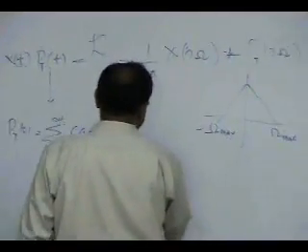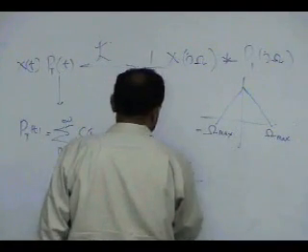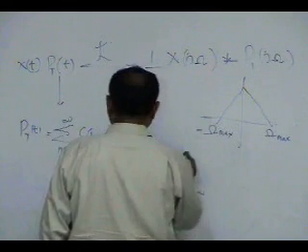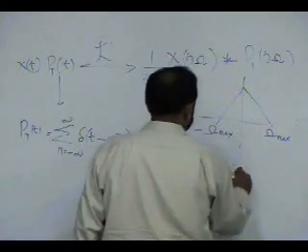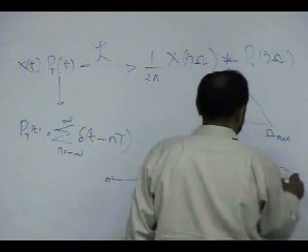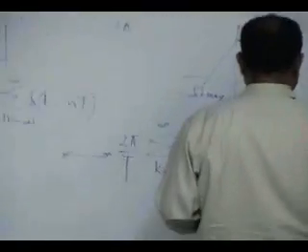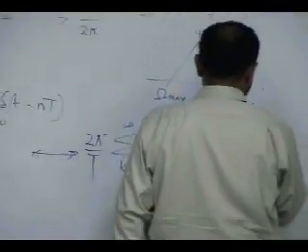This is 2 pi over capital T, summation k goes from minus infinity to infinity, delta of j omega minus k omega sampling, where omega sampling is 2 pi over capital T. I can write it like that.